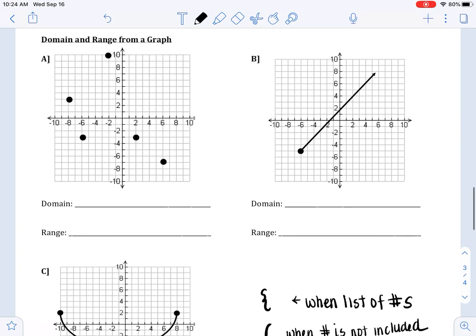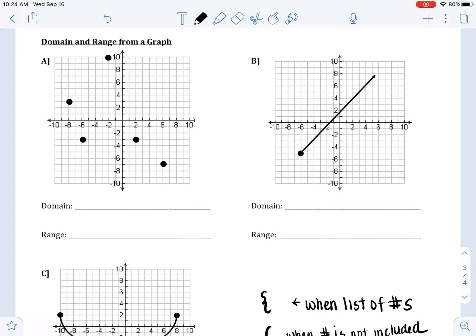Okay, let's do these. So domain and range from a graph. So first off, I have to look to say, is this going to be a list or is it all numbers in between two numbers? So if you look, you can see that the lowest x value is -8 and the highest is 6. But is it all x values in between -8 and 6, including decimals? Absolutely not, all right? So this is a list. So what we're going to do is we're going to use a curly bracket, and we're going to say a list of all our x values.